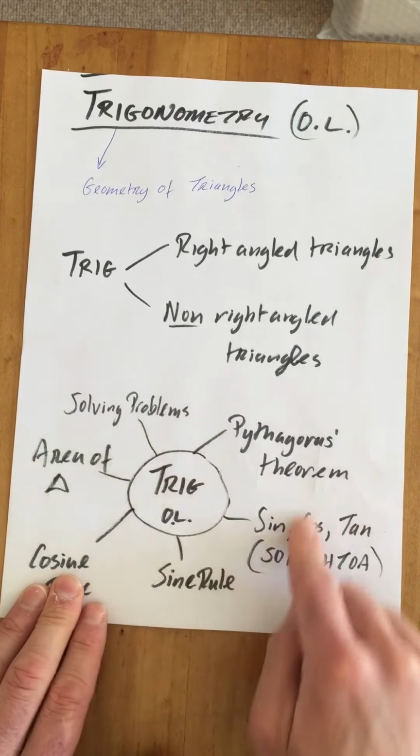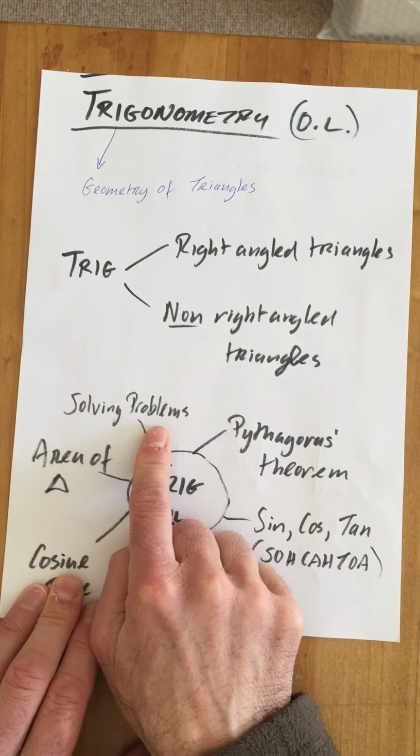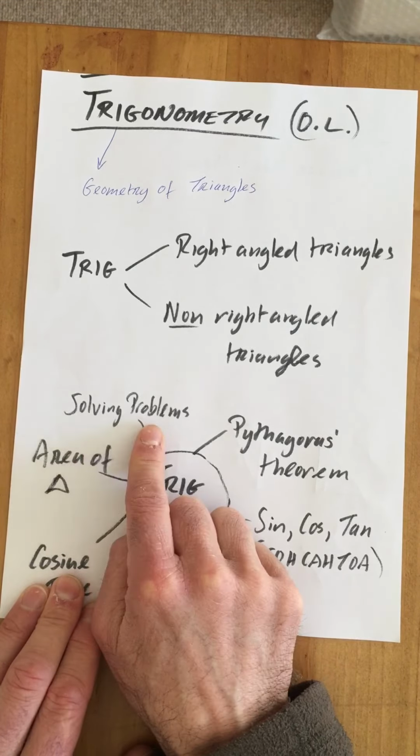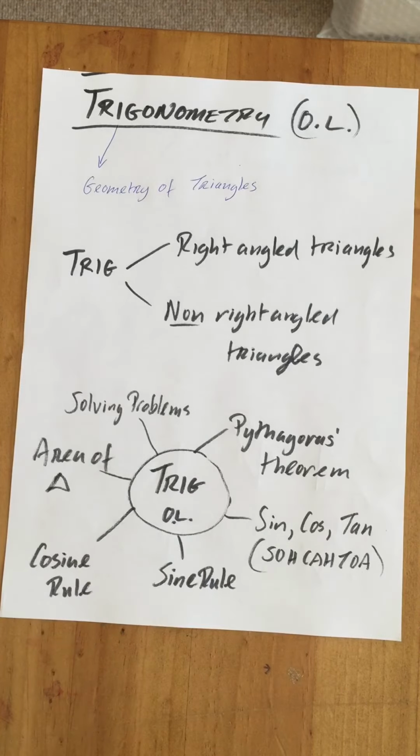And throughout this whole process, we're constantly solving problems. So solving problems with triangles usually involves having triangles that have either a side that you don't know the measurement of or an angle that you don't know the size of. And your job is to use maths to calculate the length of the side, or to calculate an angle that's missing.